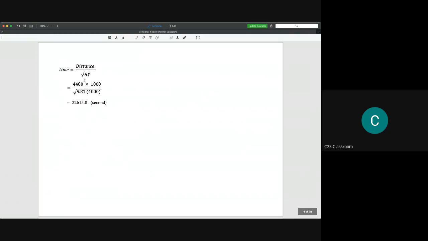We can calculate that because the Froude number is equal to 1. Then we rearrange: time is equal to distance over square root of gy. We substitute all the values. The value of y here is simplified; we just average the sea depth, so it is equal to 4,000 meters, and then we get time equal to 22,615 seconds.